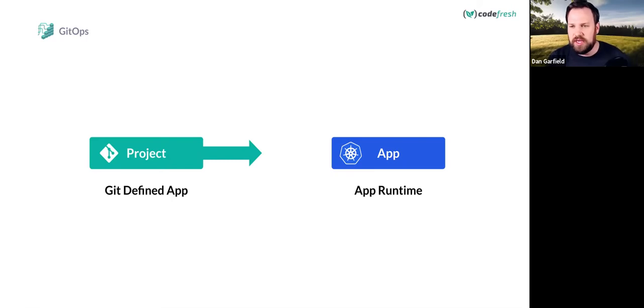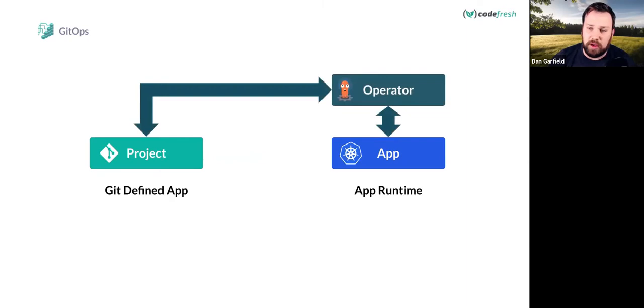But we need to have a little bit more around it. First of all, we need an operator. We need something that's actually sitting in the runtime environment that can pull changes onto it. So it's looking at the version control, it's pulling the changes, it's applying them, and it's reconciling. So you can think of it like a system of reconciliation to get where you want to go.